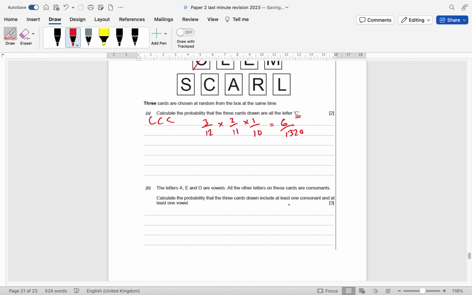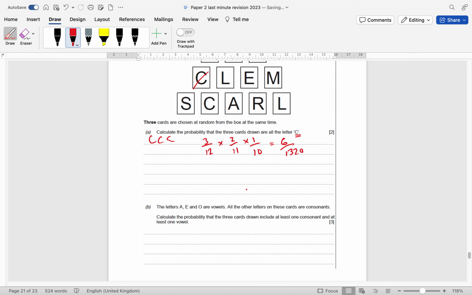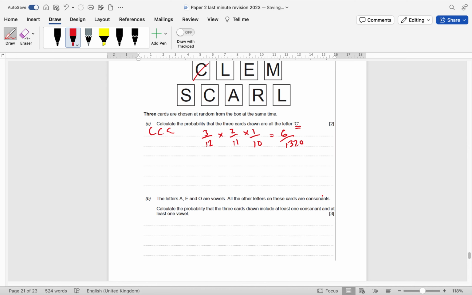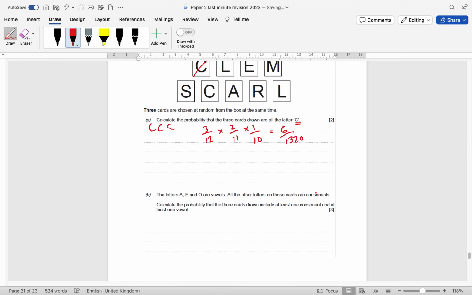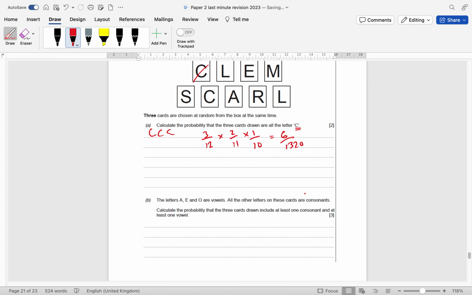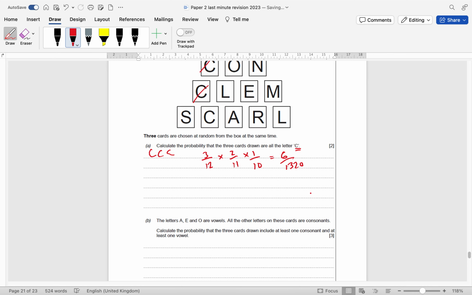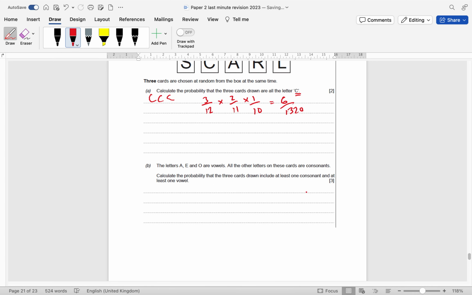Use your calculators. Okay. The letters A, E, O are vowels. All the others are consonants or not vowels. Okay? So it's vowels and not vowels, or vowels and consonants if you'd rather call them here. So if we've got a lot of combinations here, we might have to think about doing the opposite, working out everything else. So calculate the probability that the 3 cards include at least 1 consonant and at least 1 vowel. Okay, so basically you have 3 cards and they have to have a vowel and a consonant.